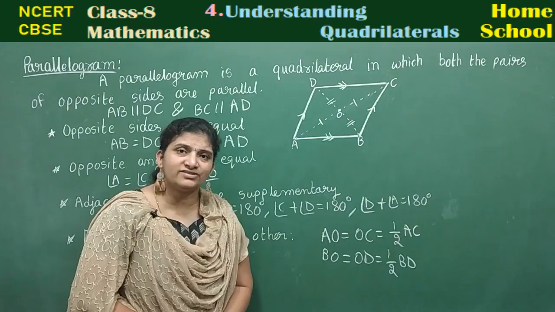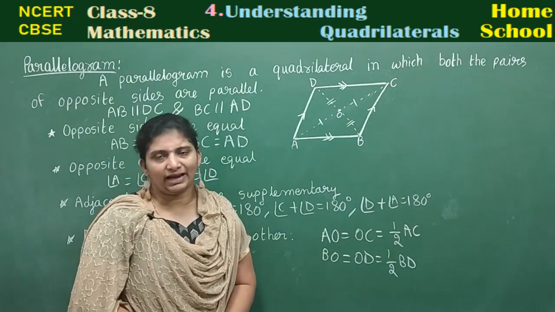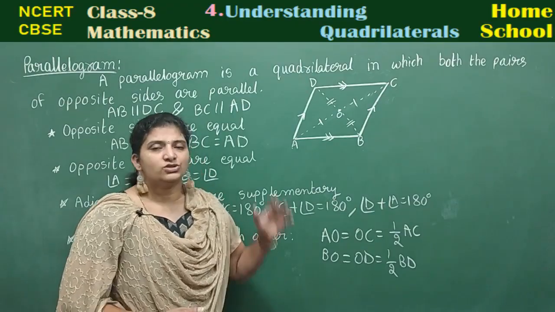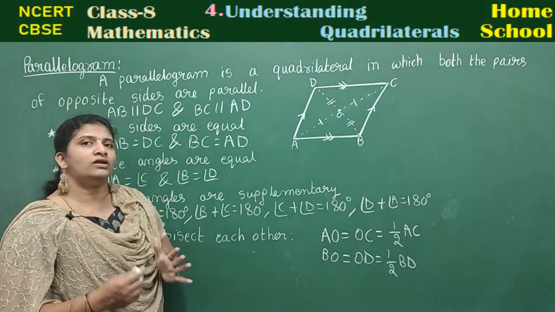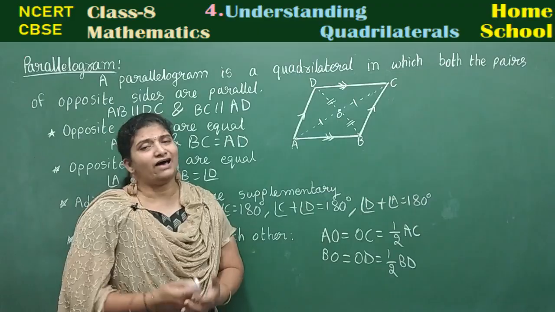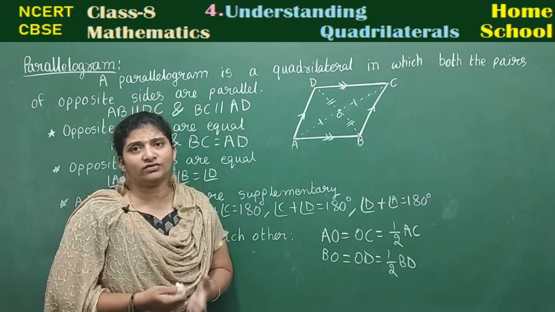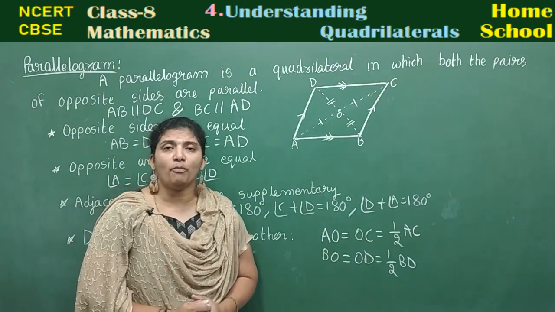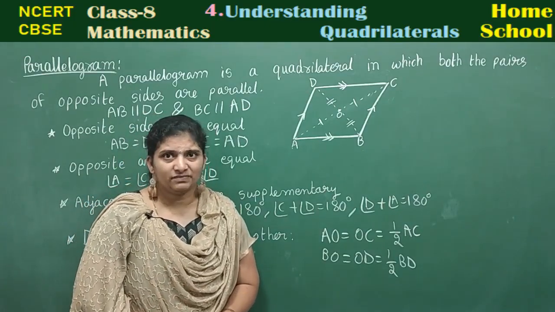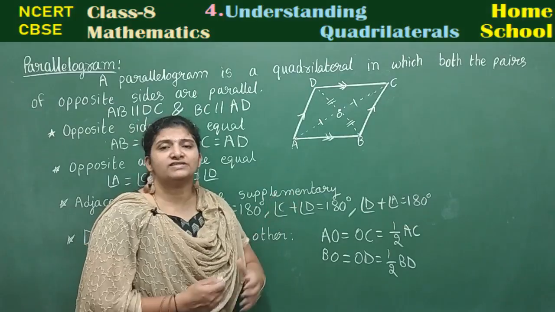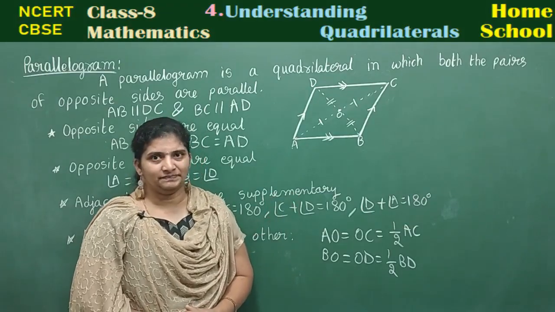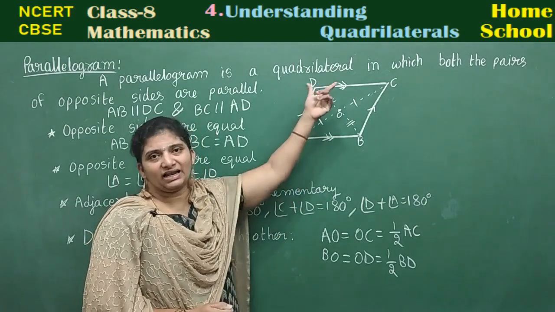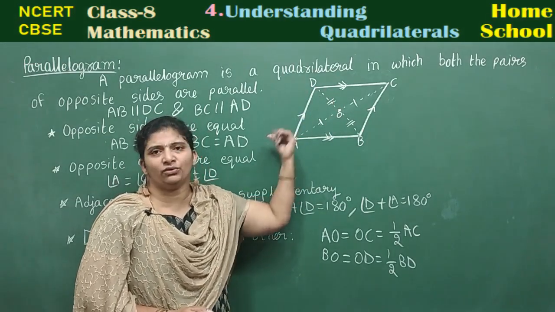In this quadrilateral chapter, we are going to know more about parallelograms only. The next chapter is also dealing with parallelograms. So understand carefully. A parallelogram is also a quadrilateral having four sides, four angles, four vertices, all same. And in a parallelogram, the opposite pair of sides are parallel and they are equal. AB is parallel to DC, BC parallel to AD.